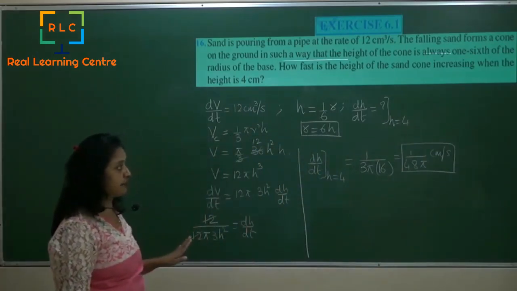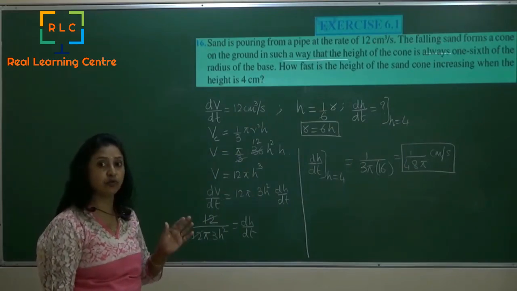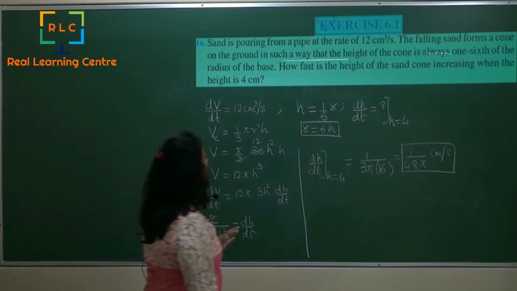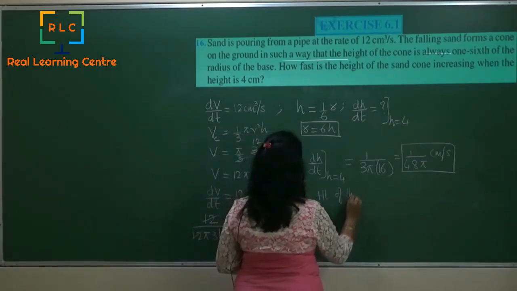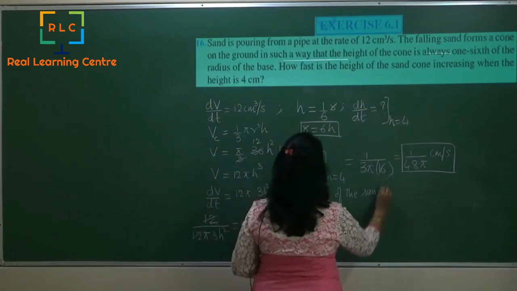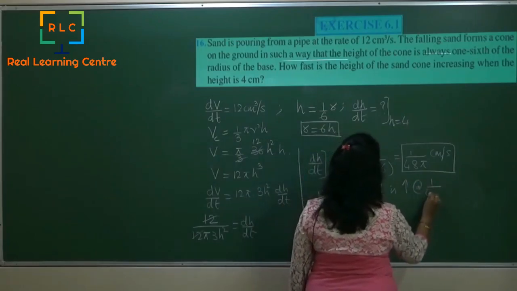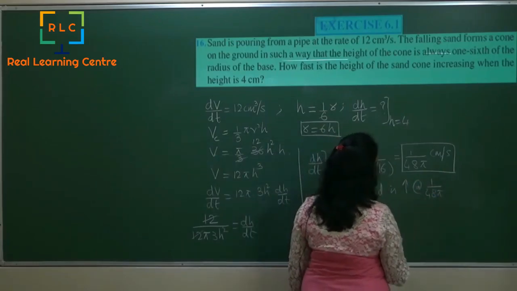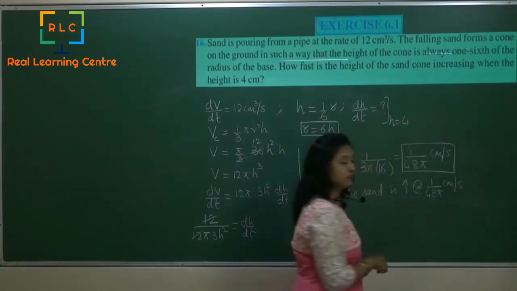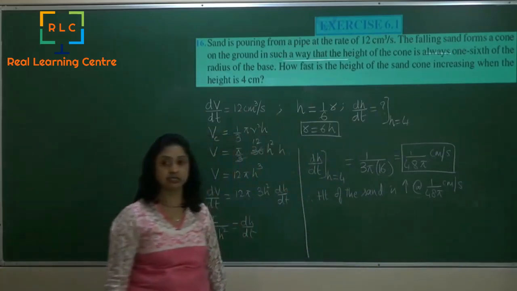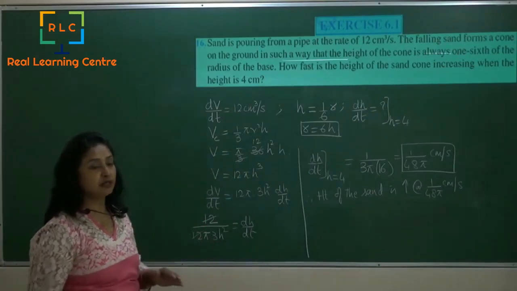And for all the statement problems, at the end of the problem you are going to declare your statement according to what they have questioned. They are asking how fast is the, so we will write: therefore height of the sand is increasing at the rate of 1 by 48 pi centimeter per second when the height is 4 centimeter. Now this is a declaration of the answer at the last. You have to do it in your exam paper. The presentation will be complete.